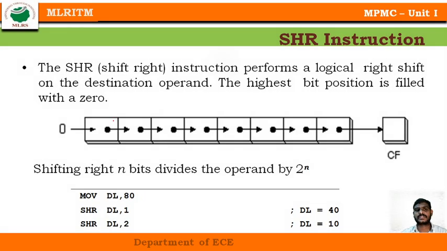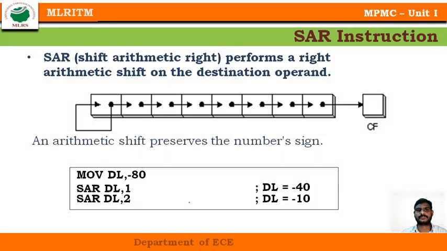When you see the logical right operation SHR, the same thing happens. Again the left bit is filled with 0 and carry. Here I am writing one time shifting and two times shifting, which means whatever the content of DL is, it is shifted logically right by 2 times in the second example and 1 time in the first example.